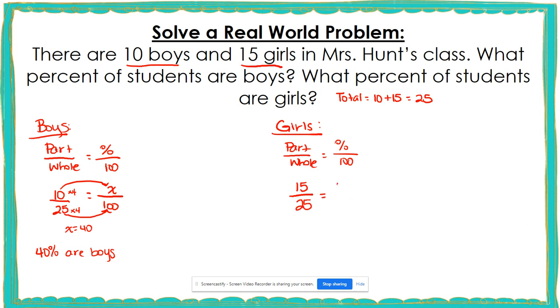What I don't know is the percent, so I'm going to leave that as x, and this number is always 100. Now, to get from 25 to 100, I know that I would multiply by 4. But in this case, I have to also multiply 15 times 4. When I do 15 times 4, I get x equals 60. This means that 60% of the students are girls.